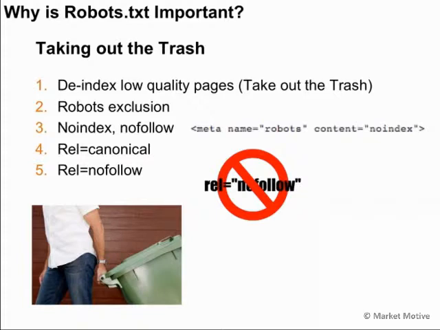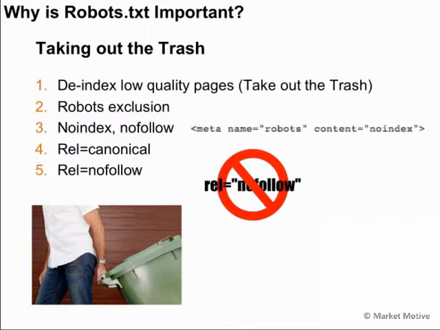So in order to take out that bloat or take out that trash, we need to de-index those pages that are not of high quality. Those 8,000 pages that we talked about earlier, we need to get it down to that 2,000 page index in Google. And we do this with the robots exclusion protocol. This is our best bet. That's why I name it as the #1 solution here.